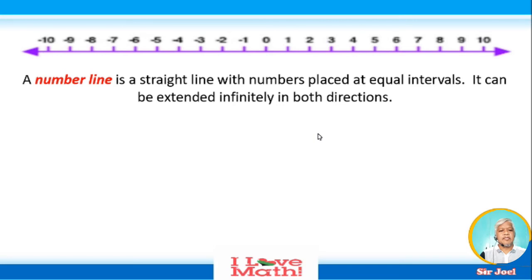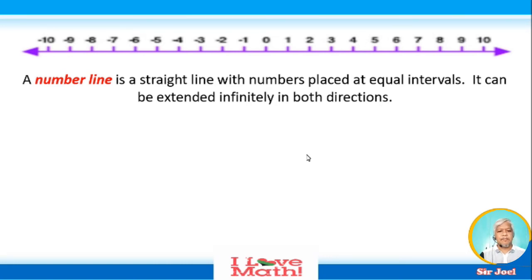A number line is a straight line with numbers placed at equal intervals. It can be extended infinitely in both directions. If you look at the drawing, yung 0 nasa gitna ng negative numbers and positive numbers. So, ito yung tinatawag natin kanina na integers. May negative, may 0, and positive.